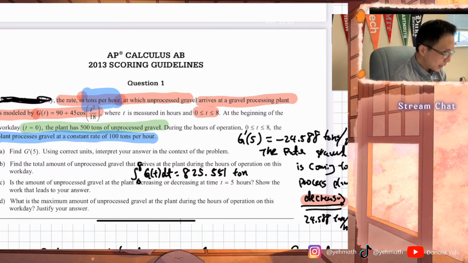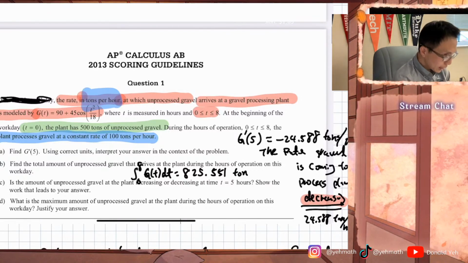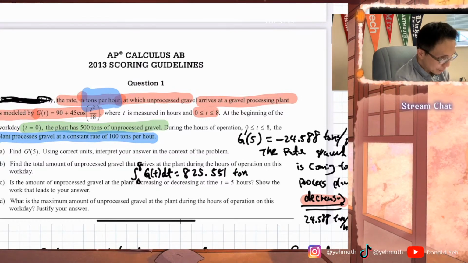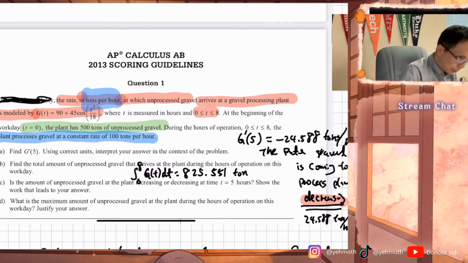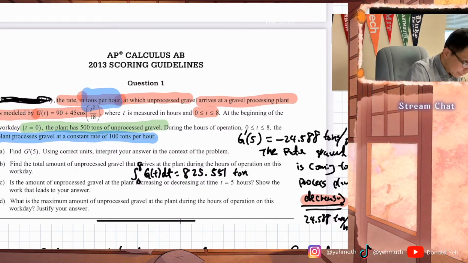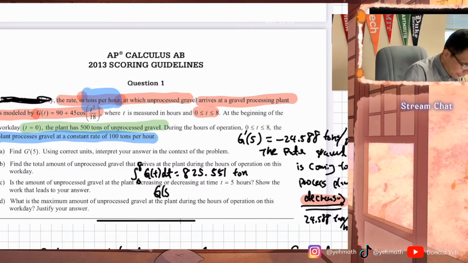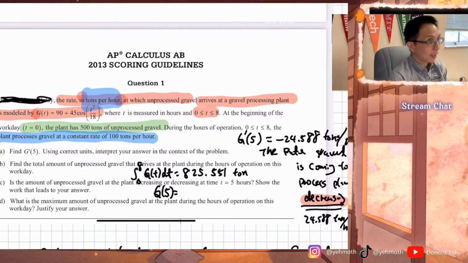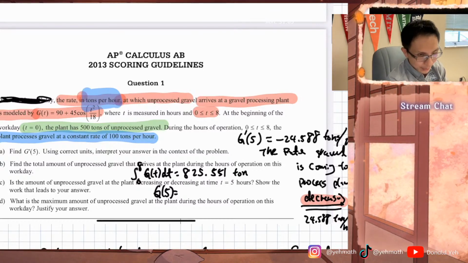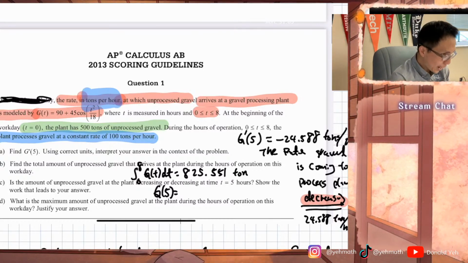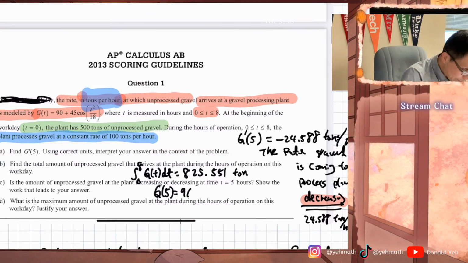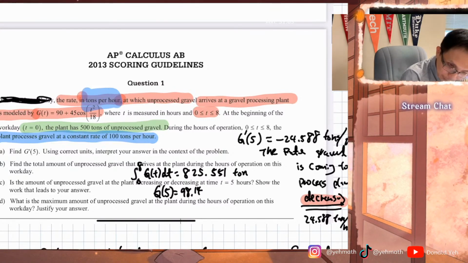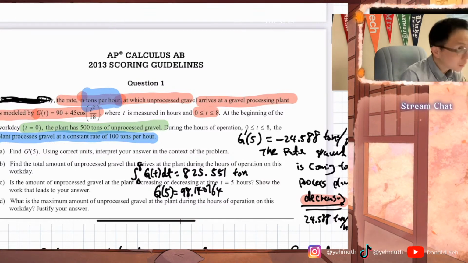Okay, so C is asking, is the amount in the process plant increasing or decreasing at 5 hours? So what are you going to do? You're going to do G of 5. Why do you want to do G of 5? G of 5 is going to be the rate at 5 hours. So what you get here is 98.140764. Okay?